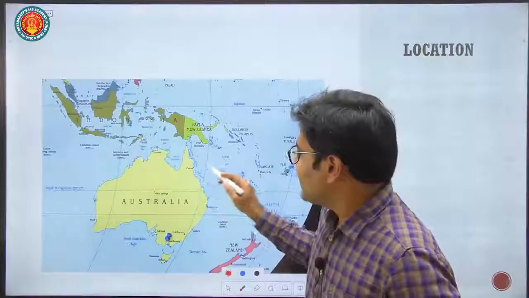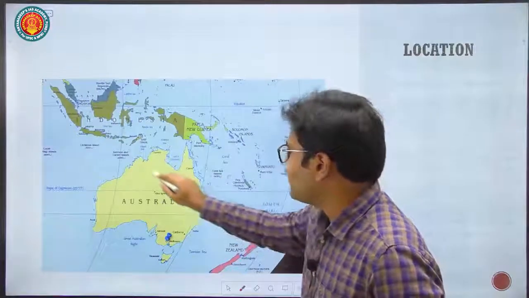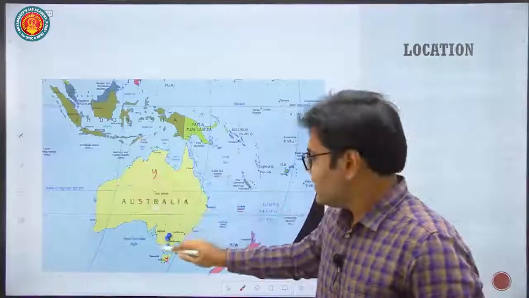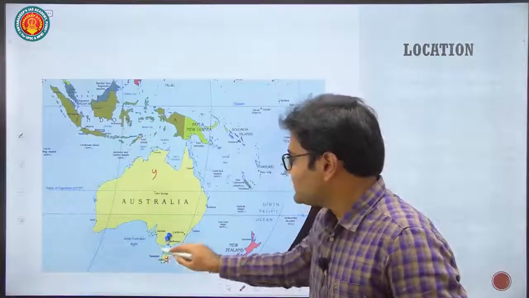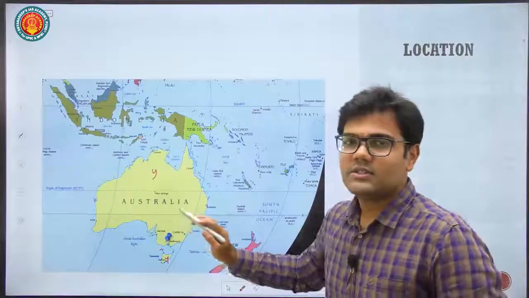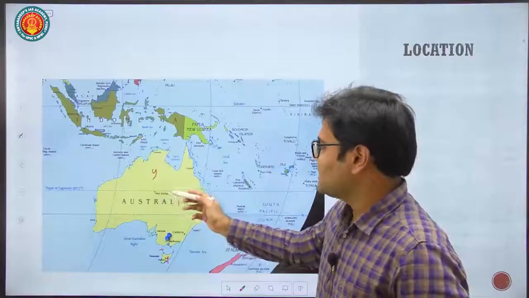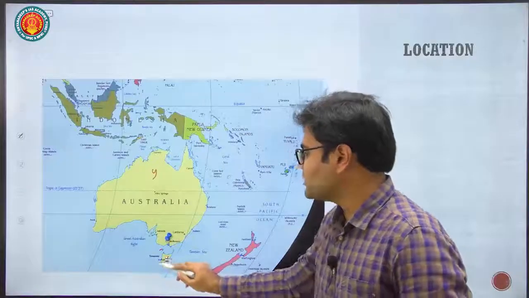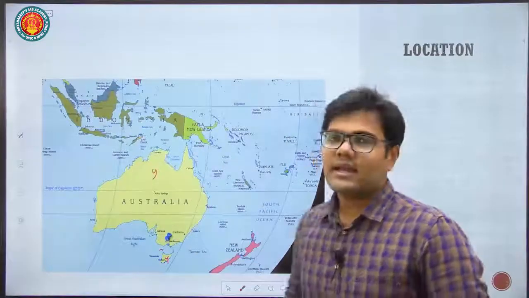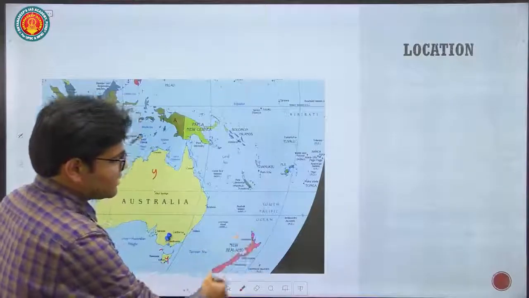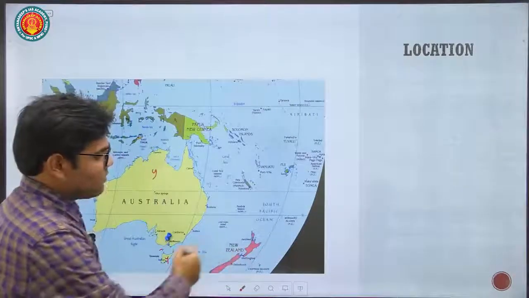You can see a map of Australia in yellow color. So this is the country of Australia. In the southern part, you can see one island. It's called Tasmania, and Tasmania is a part of Australia. So when you are talking about Australia as a country, it contains this big island and this small island. And then when you say Australia as a continent, we also include the country of New Zealand.